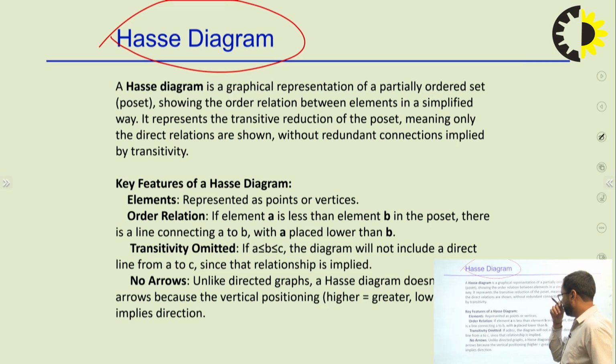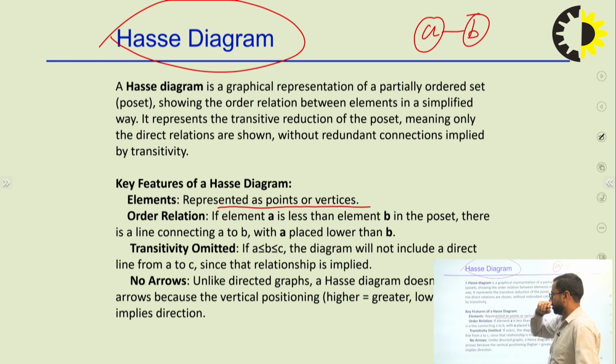So what are the key features of the Hasse diagram that should be mentioned here? Each element is represented as a point over the vertices. That means in the general diagrams representing relations, we identify any element with a circle. Let's suppose A is connected with B, so we represent it in this formation. But in the case of the Hasse diagram, there are some different properties. We only represent the element as a single entity; the circle will be missing. We will not use the circle to represent the particular element.